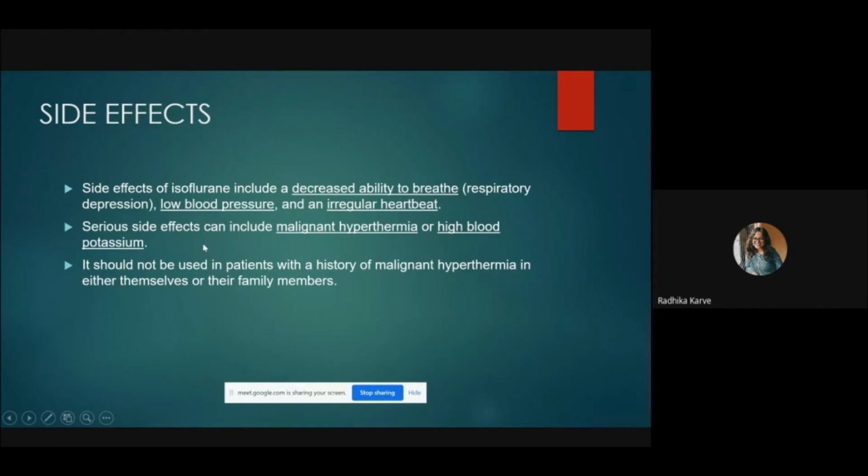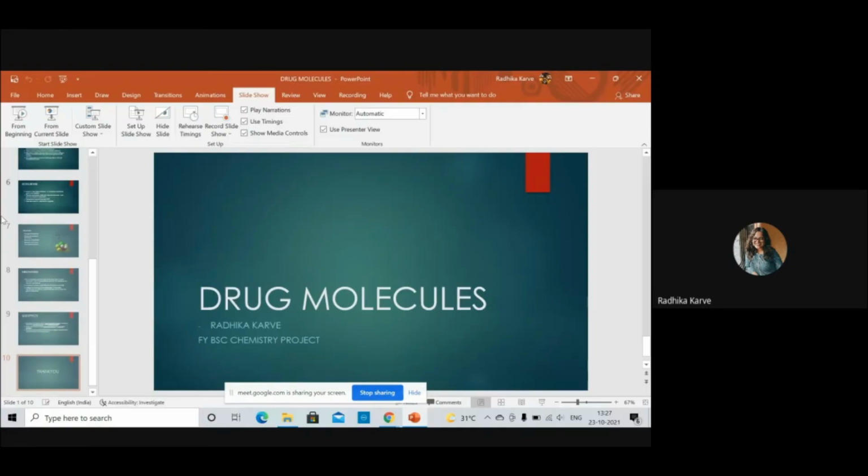And high blood potassium. So potassium is used in the nerve channels during impulse transmission, so it can hamper that as well. And it also causes hyperthermia, which means that the body temperature suddenly rises a lot, which is not good, and it can cause severe health problems. Like it can cause organs to start shutting down, etc. So it should not be given to people who have a risk of high body temperature. Yeah, that's it. Thank you.